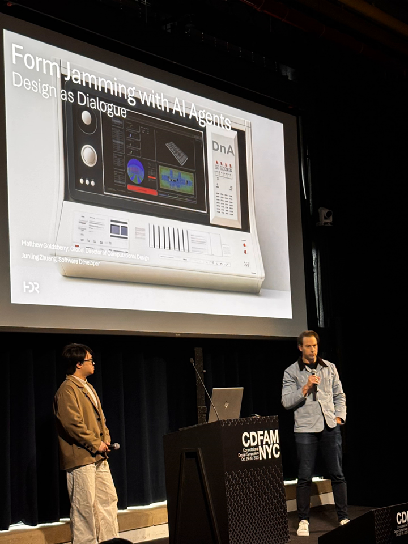So our talk today is going to be coming from the trenches of trying to use all these tools in an architecture firm. Our title is Form Jamming with AI Agents. Briefly, form jamming is trying to make sense of using these AI tools on projects. Earlier this summer, we came up with this term, form jamming, as a way to think about these AI tools in combination with each other.